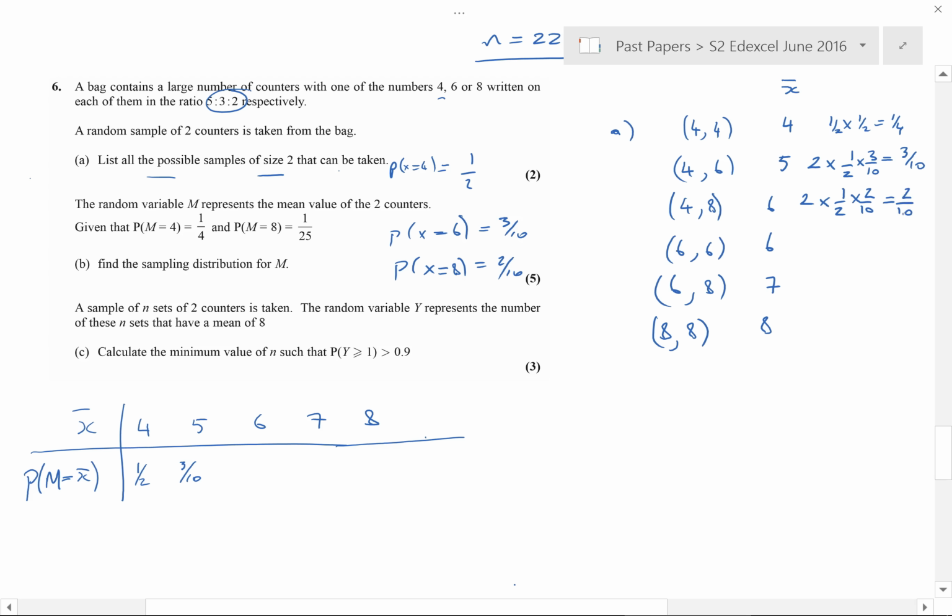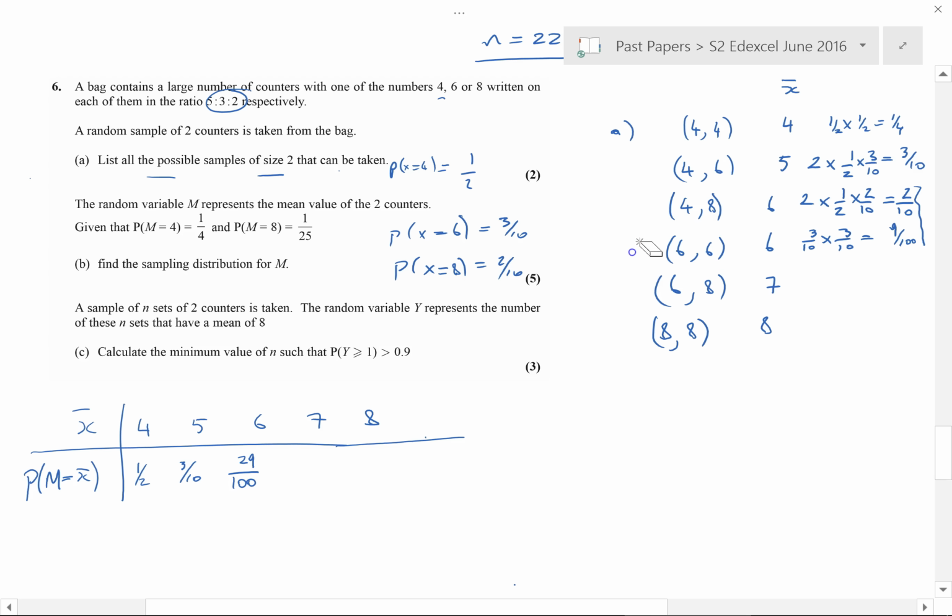The probability of getting a 6, though, with two 6s here, is 3 out of 10 times 3 out of 10. There's only one way of getting that, because it's just 6s, which is 9 out of 100. So it's these two added together. So that's 20 out of 100 plus 9 out of 100, so that's 29 out of 100.